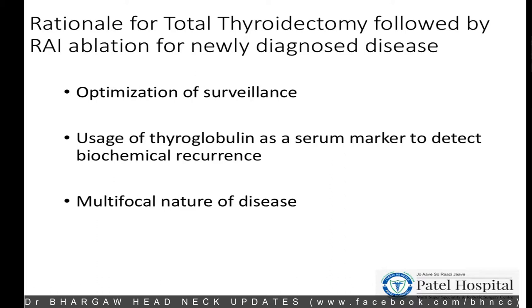You can use thyroglobulin as a serum marker regardless, but the proponents of RAI for intermediate risk disease will talk about the more sensitivity of thyroglobulin in a setting where radioactive iodine ablation has already been done. So microscopic disease has been taken care of, and the multifocality of the disease. Again, multifocality is by and large taken care of by a total thyroidectomy, but their point is also that there are micrometastases in the lymph nodes.